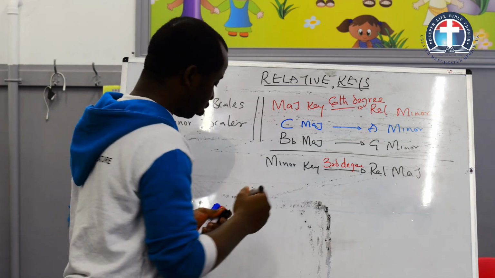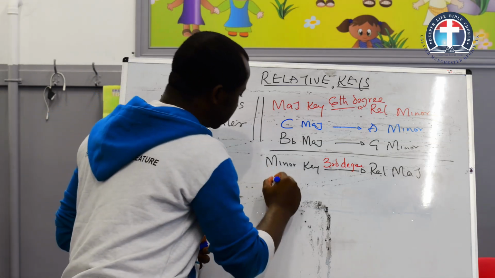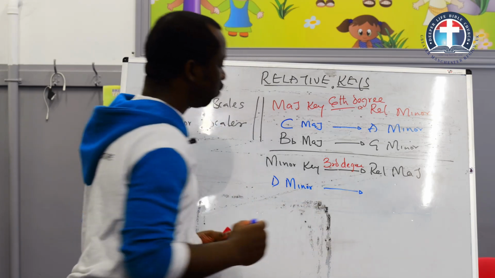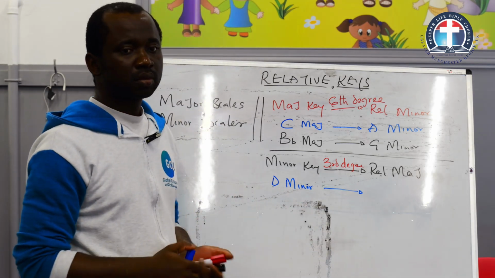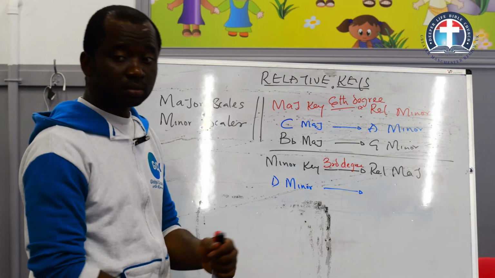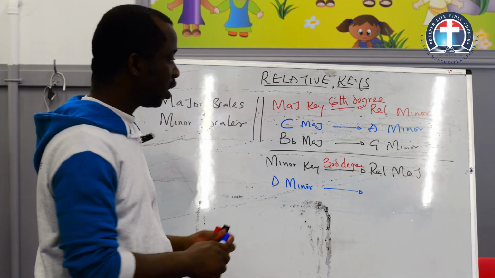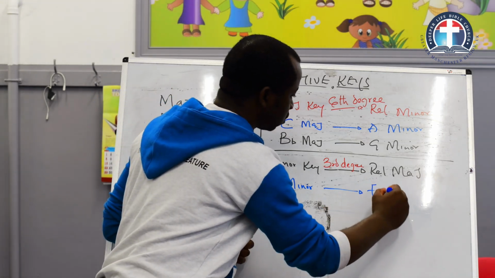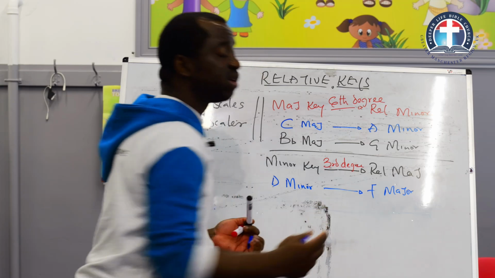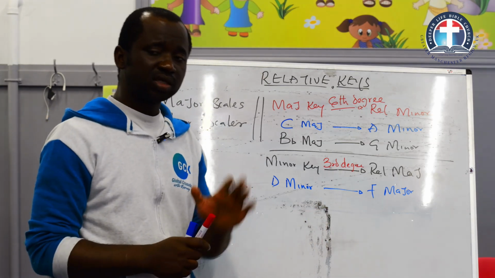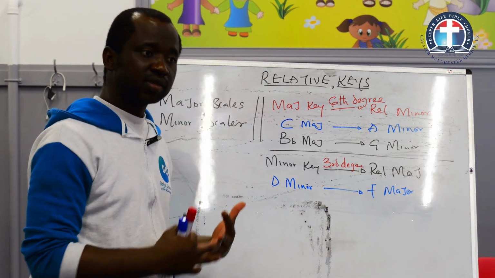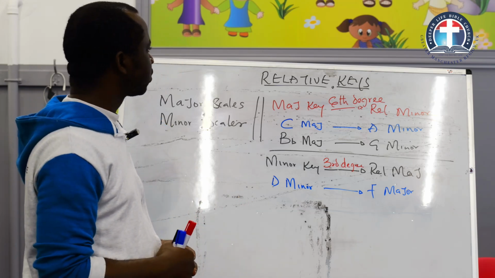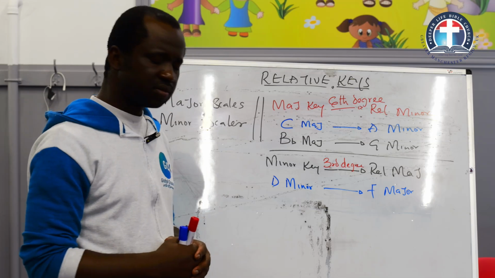So let's say, I'll just do only one example for this. D minor. What is the relative major of D minor? F major. F major, yes, correct. So it simply means that both of them share the same key signature. Like I said, don't make the mistake, they are not the same keys, just that they share the same key signature. Does that make sense? So that is all about relative keys.